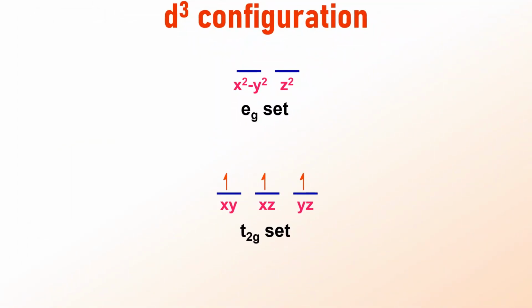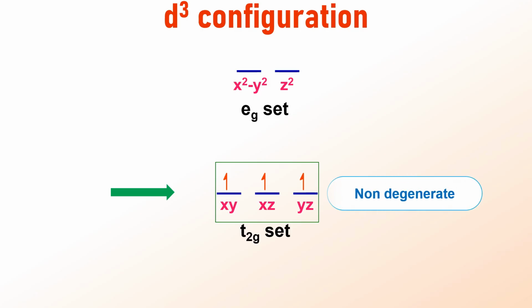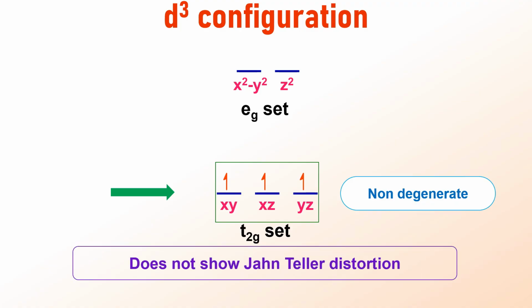Now let us go through d3 electronic configuration in octahedral environment. In this case, all the degenerate orbitals of the t2g set are occupied. Only one configuration is possible, hence it is said to be electronically non-degenerate. It does not show Jahn-Teller distortion.